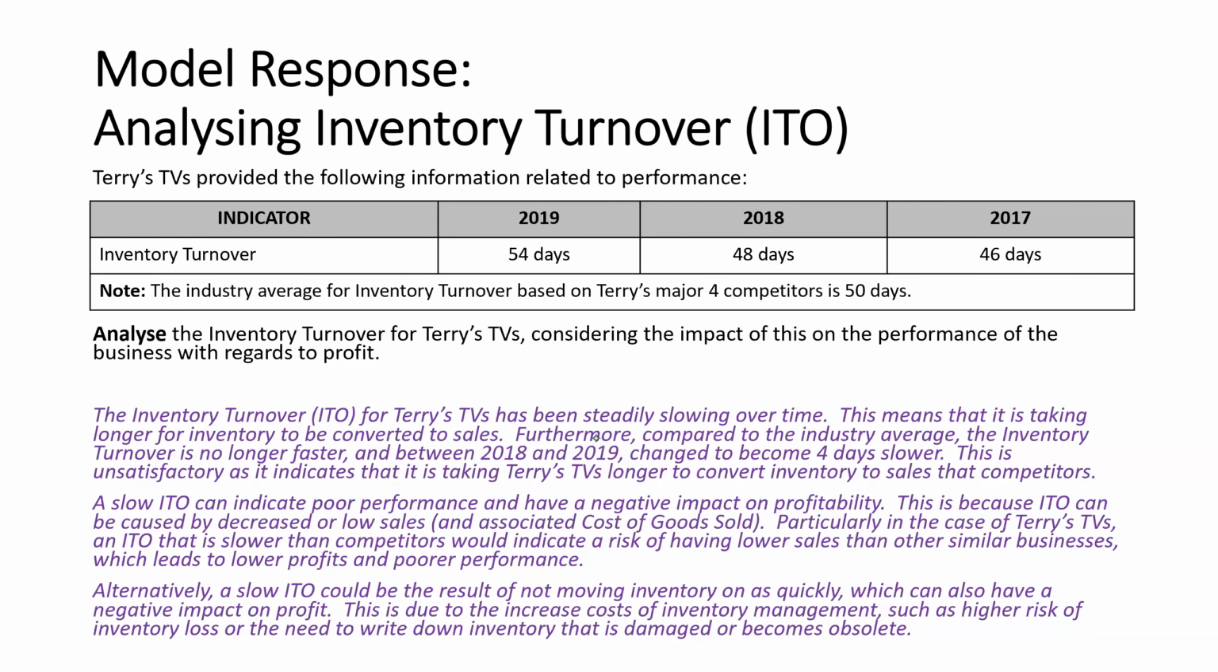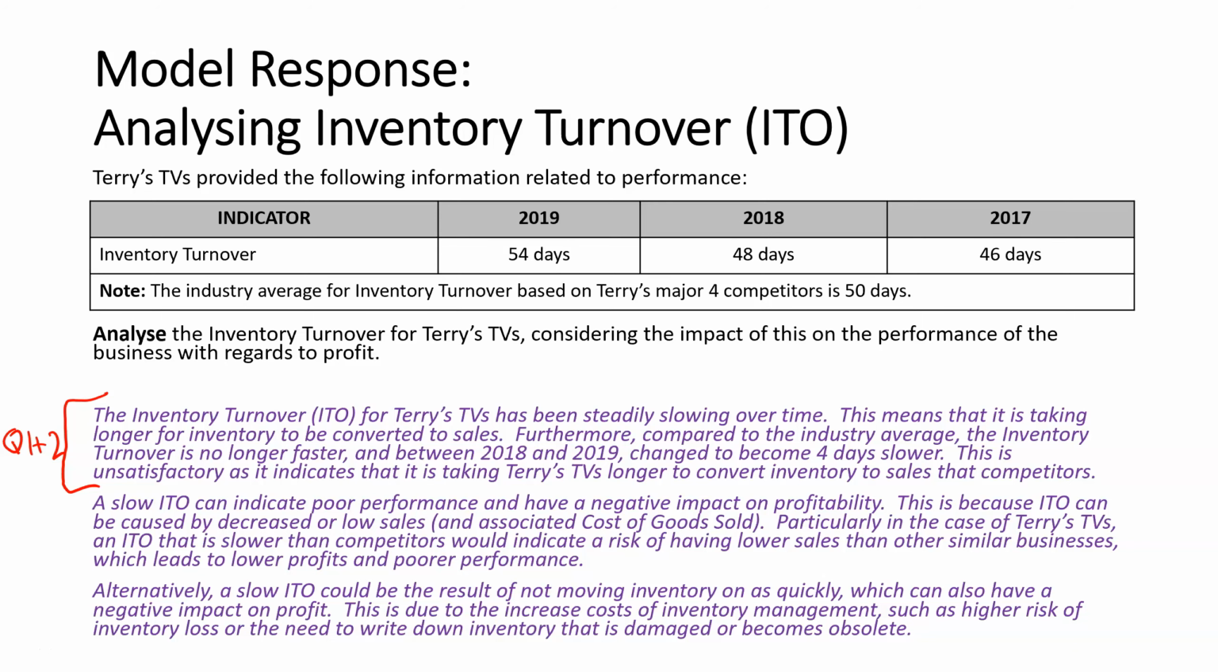So here we have a model response for the question that we just looked at. And you can see that it includes those 4 sub-questions. So this first little paragraph here is all about question 1 and 2. What's the trend? How does it compare to the benchmark? What does this mean? Is this good or bad? Is it satisfactory or unsatisfactory?